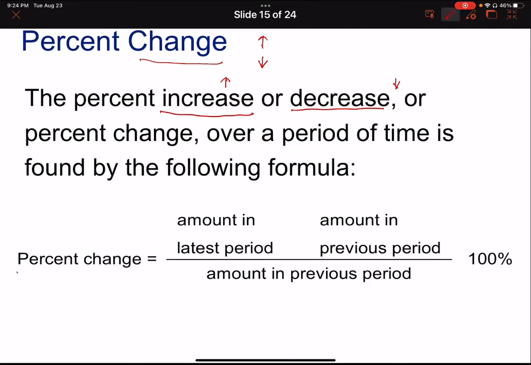Now, how do we calculate the change? Well, the change should be straightforward. Change should be a difference, right? Change is the amount in the later or latest period, I would rather say it's the later period minus the amount in the previous period. And this difference is compared to the amount in the previous period, okay? And then you multiply it by 100%.